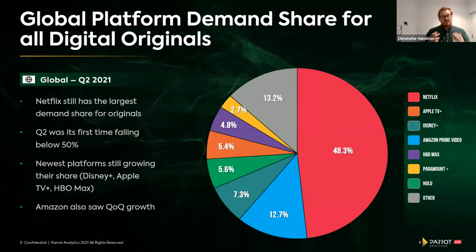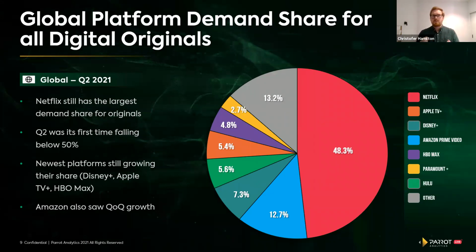So if those were the most in-demand original series in each market, this chart's looking at how demand for all digital original series globally rolls up to those series' original platforms. So no surprise, Netflix has the largest share of demand for original series, 48.3%. But it is notable that this is the first quarter that Netflix has fallen below a 50% share of demand globally. So we really see its demand share being chipped away at.